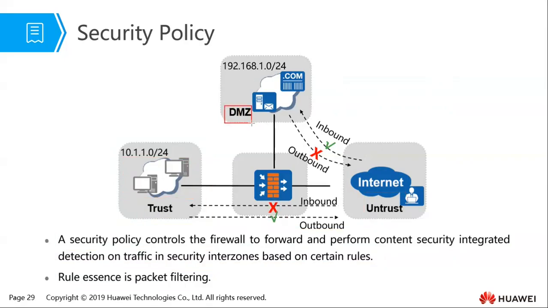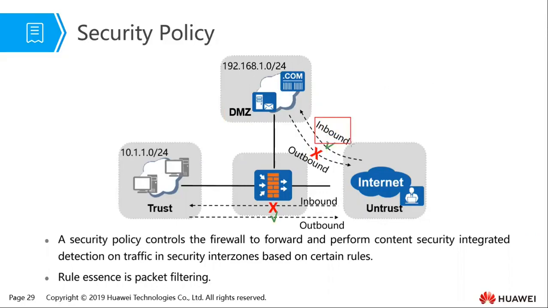Okay, let's look at the other example here. So we also have the DMZ, where we have servers such as the web server there, .com. So here we are disallowing this particular server from accessing the internet, but we are allowing people from the internet to access the web server. So we can do that by using security policies.